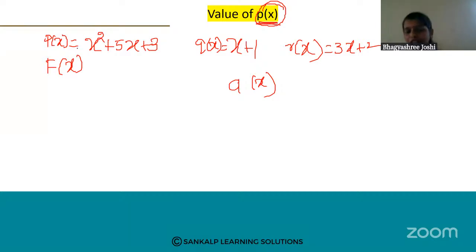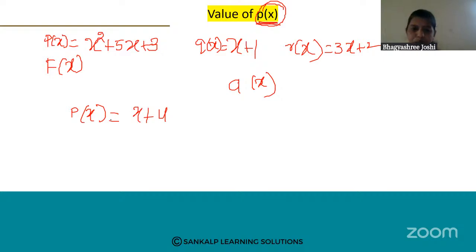Okay. Now, value of p of x. Value of p of x means what? Okay. Now I will consider one example. P of x is equal to x plus 4.